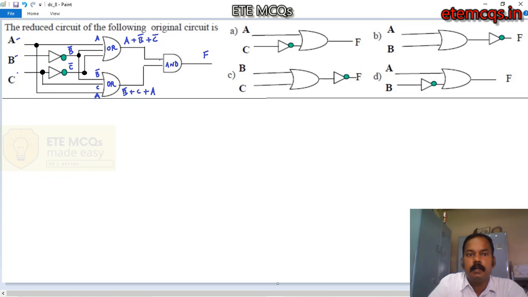And these two are given as input to the AND gate. Okay. So the output F is nothing but the Boolean AND operation of these two terms. So we will have finally F is equal to A Boolean OR with B bar Boolean OR with C bar, both of which are Boolean ANDed with B bar Boolean OR C Boolean OR A.